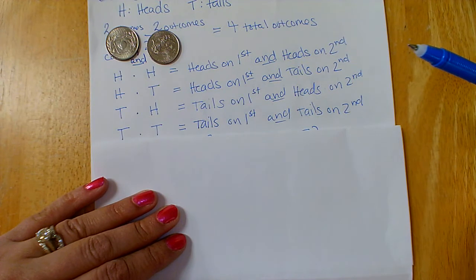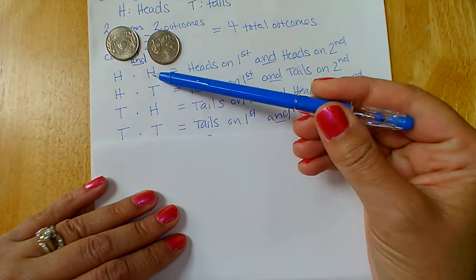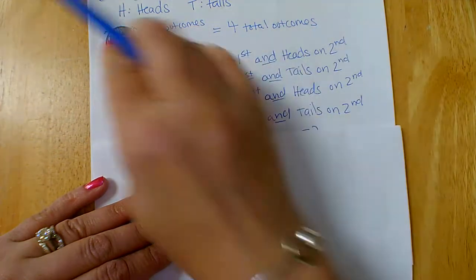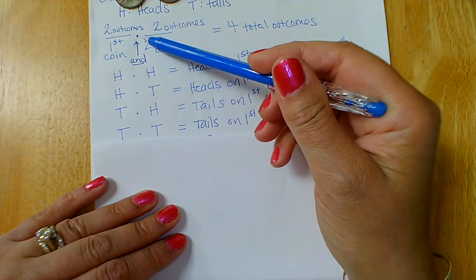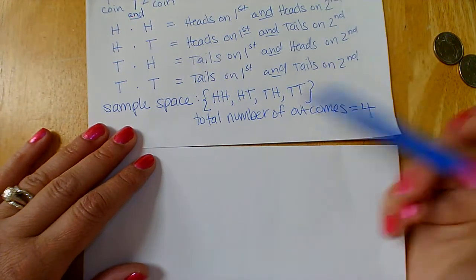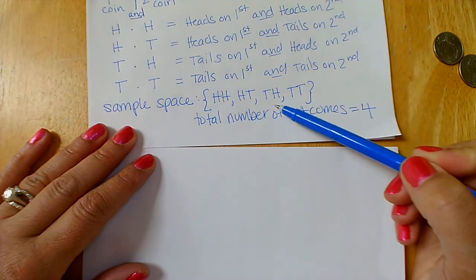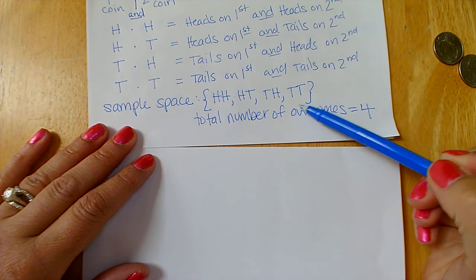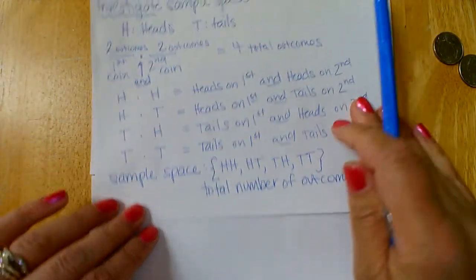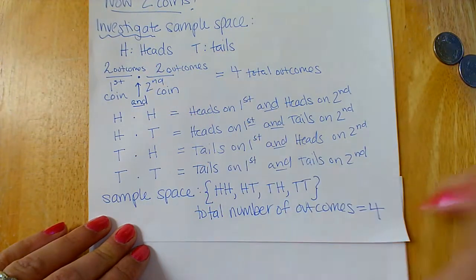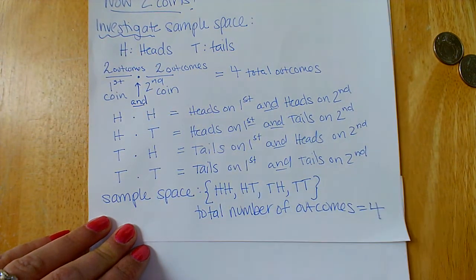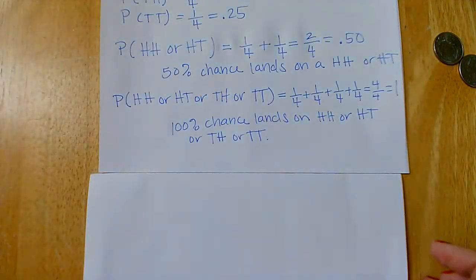So let's see how many outcomes in total we have. 1, 2, 3, 4. We were correct using our "and means multiplication." So our sample space thus is heads, heads; heads, tails; tails, heads; and tails, tails. Please notice I'm using H for heads and T for tails, as we said up in this piece here. So my total number of outcomes is 4. So that's what we have to remember. Moving on to some probabilities.